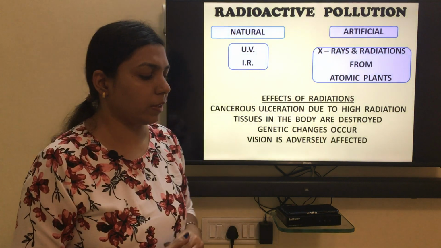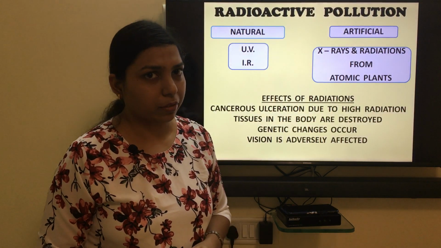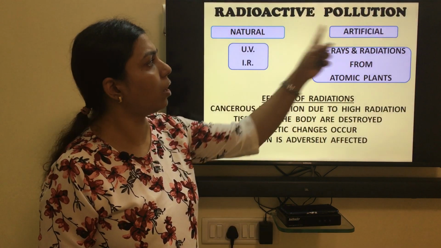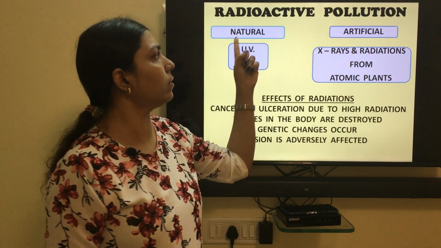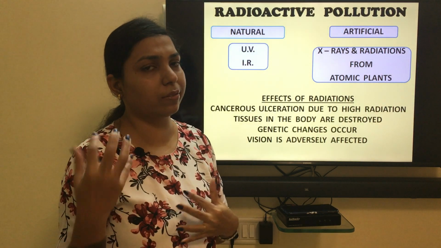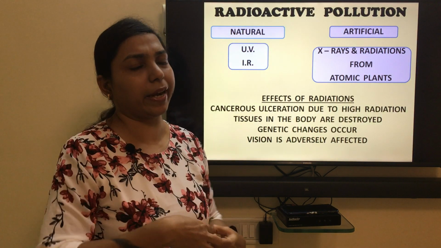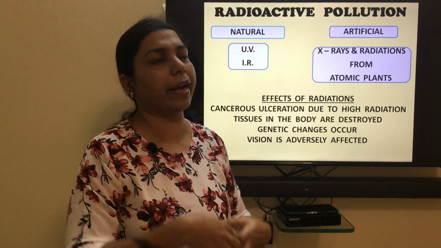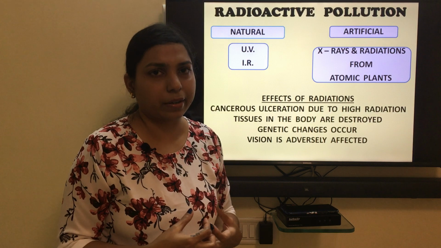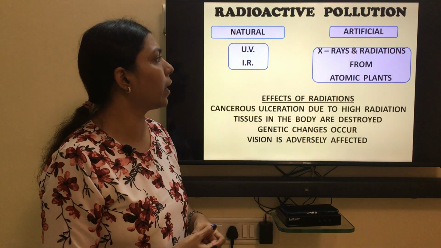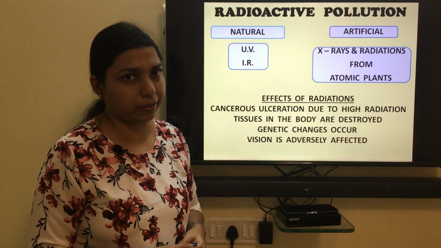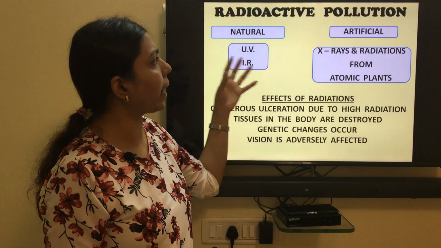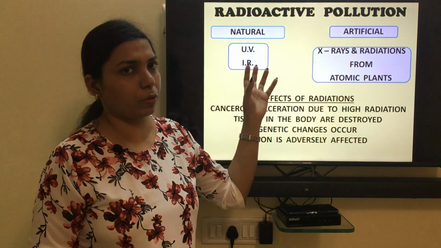Radioactive pollution. Now, this is something new. Radioactive pollution can either be natural or artificial. When it's natural, it is caused by rays which come in from outside the earth, like the ultraviolet rays which enter the earth from the sun rays, and the infrared rays, which is cosmic rays. Okay, these both are natural radioactive pollutants.